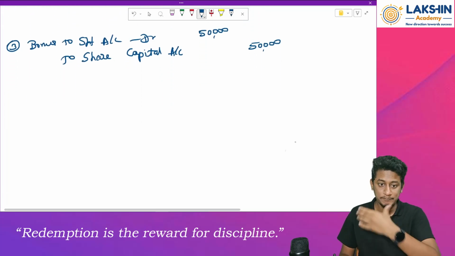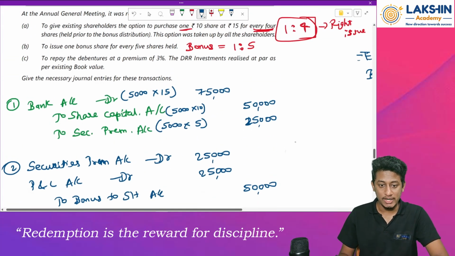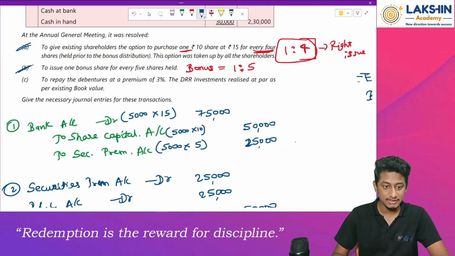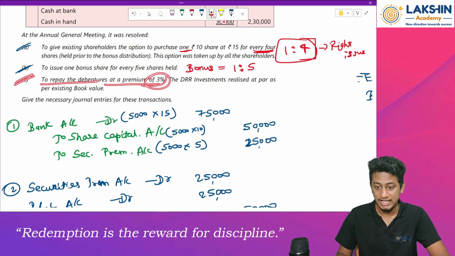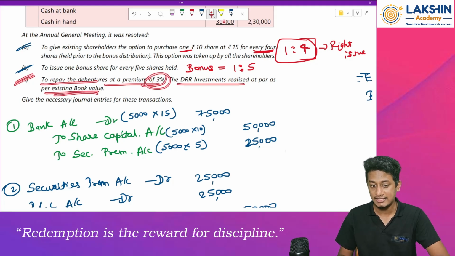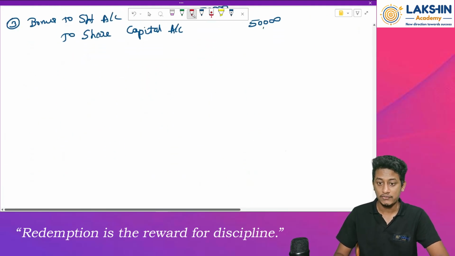Now, after this, two entries are done, right? This is being taken care of. Now, to repay debentures at a premium of 3%, the DRR investment realized at the existing book value. Okay, now what we'll do? First of all, let's create the DRR account.